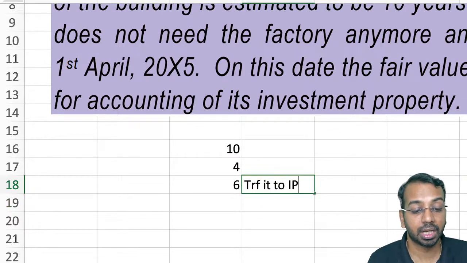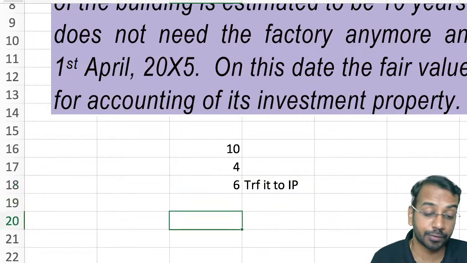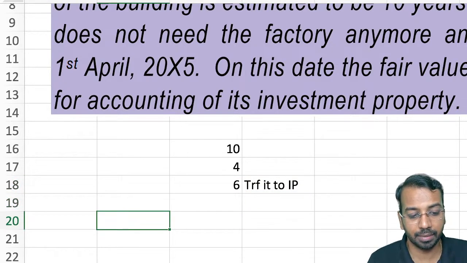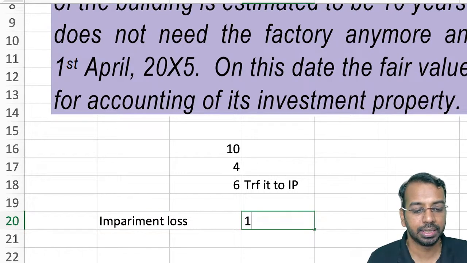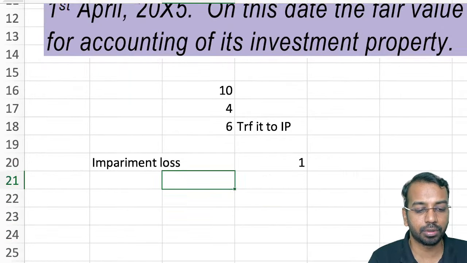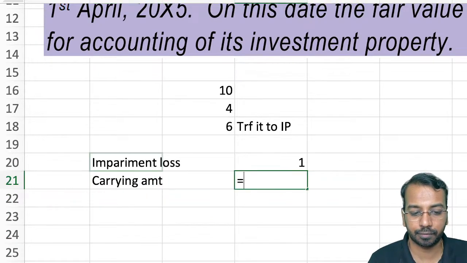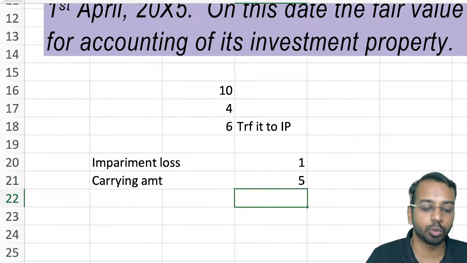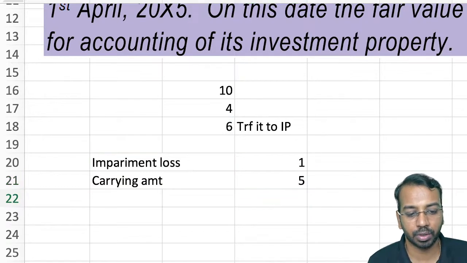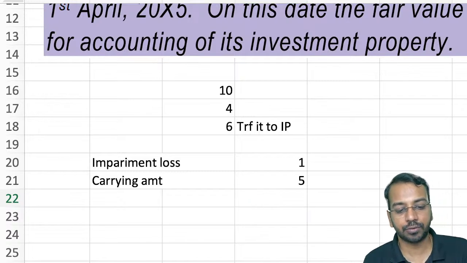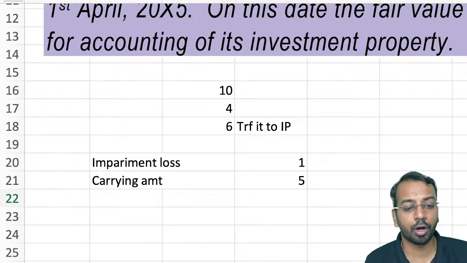At this carrying amount you will transfer it to investment property. Sir, what if it was impaired? For example, if there is an impairment loss of 1, just for example, then the carrying amount will be 5, that is 6 minus 1, and at 5 you will transfer it to investment property. That is how you will transfer from one standard to another standard.